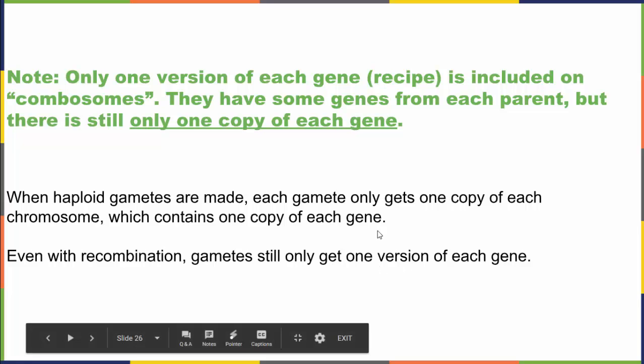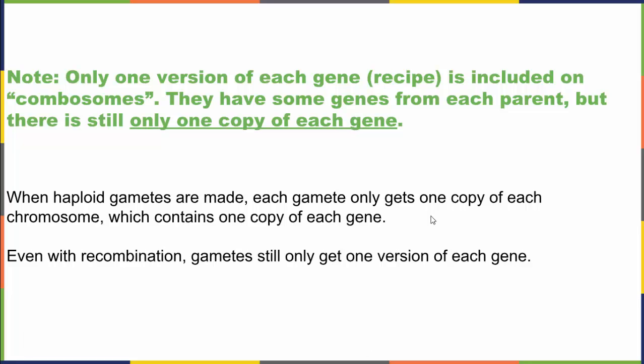So keep that in mind. Don't think that recombination means you can pass all the recipes that you got from your father and all the recipes that you got from your mother. No, you're still only making a haploid gamete, which gets one copy of each chromosome. And that copy has one copy of each of the genes on it.